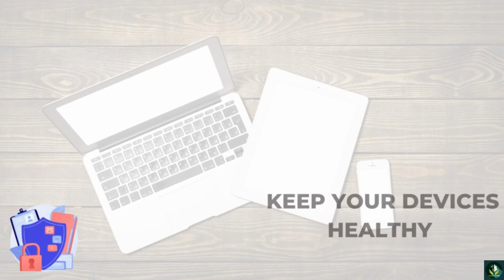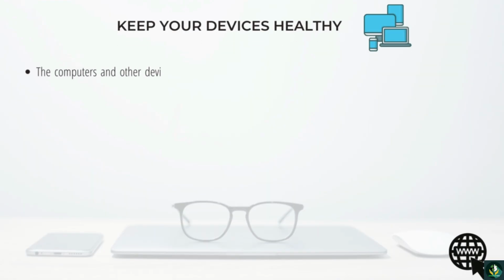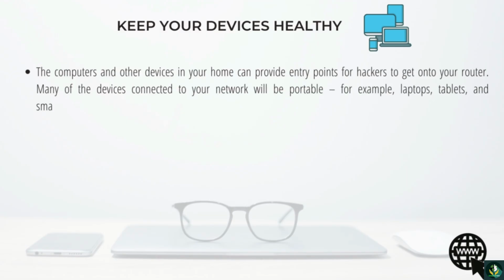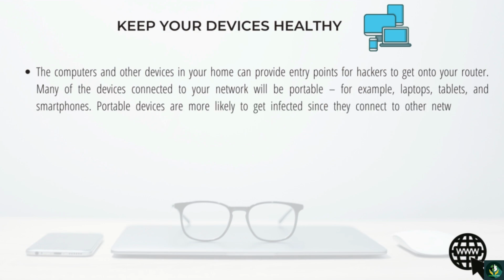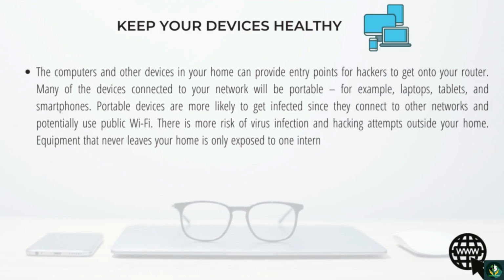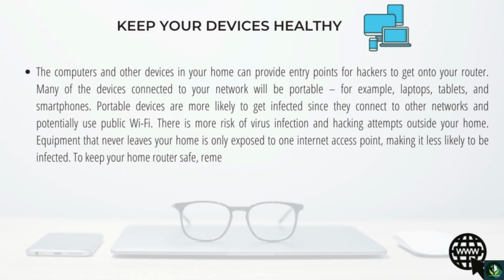Keep your devices healthy. The computers and other devices in your home can provide entry points for hackers to get onto your router. Many of the devices connected to your network will be portable, for example, laptops, tablets, and smartphones. Portable devices are more likely to get infected since they connect to other networks and potentially use public Wi-Fi. There is more risk of virus infection and hacking attempts outside your home. Equipment that never leaves your home is only exposed to one internet access point, making it less likely to be infected. To keep your home router safe, remember to practice good cybersecurity hygiene.